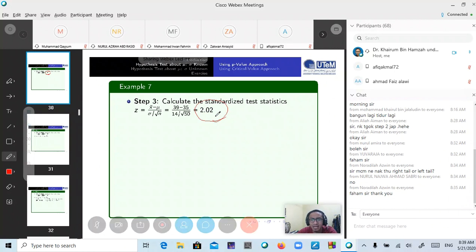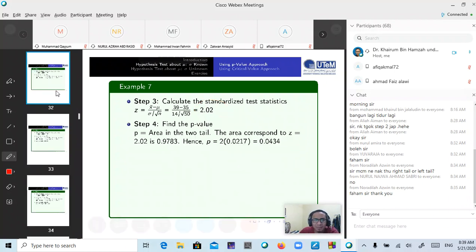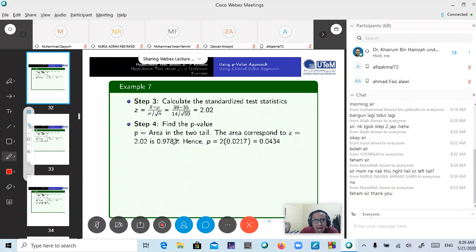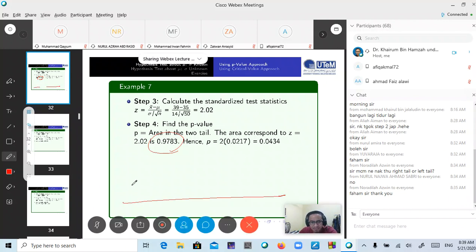Again, awak dapat 2.02, awak pun tengoklah table Z 2.02. Bila awak tengok table Z 2.02, awak akan dapat 0.9783. Okay. Ingat, 0.9783 adalah less than semua ni.